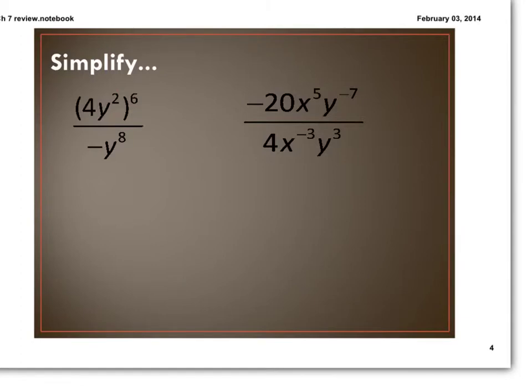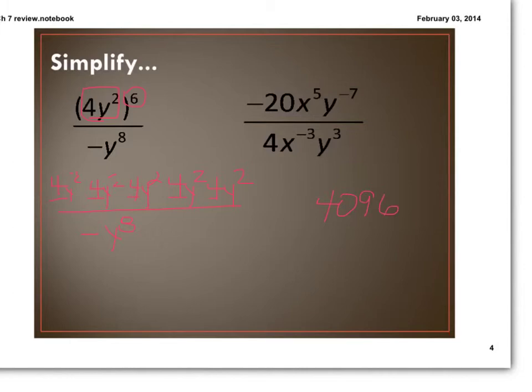And again, another way to do this is the long way. How many 4y squareds do we have? We have 6 of them. So I can say 4y squared times 4y squared times 4y squared, 4y squared, and 4y squared. Now I want to divide that by negative y to the 8th power. So again, 4y squared, I have all these, so then 4 times 4 times 4 times 4 times 4, that's where we get our 4096.